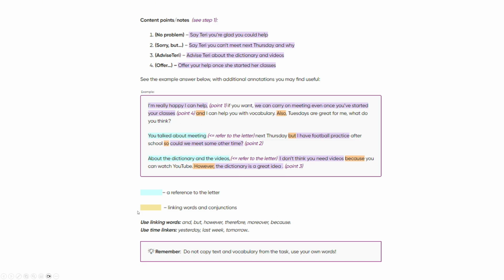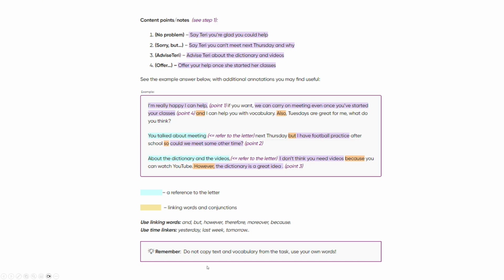Okay, and the ones in yellow or orange here are our linking words and conjunctions like and, but, however, therefore, moreover, because you want to continue on a particular sentence. And then use time linkers like yesterday, last week, tomorrow. For example, you cannot meet yesterday and you want to reschedule for next week.